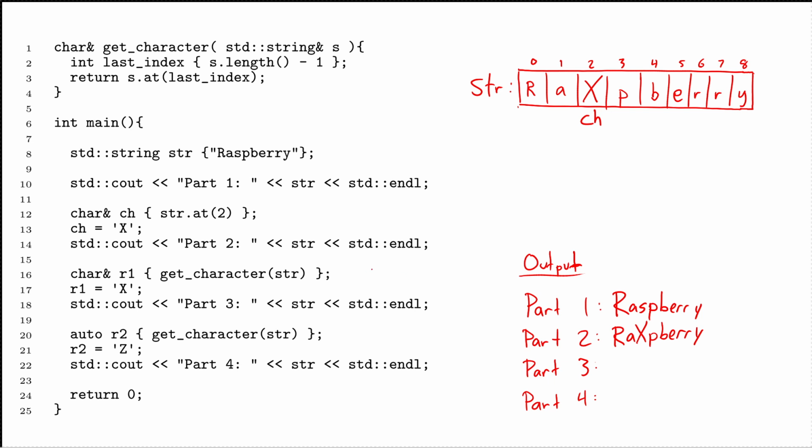Okay, so I get down to line number 16. I again create a character reference called R1. R1 is going to be the return value of this, which returns a reference to a specific character. As I mentioned earlier, we figure out the length of the string. So this string has length 9. Length minus 1 would be 8, the last index of the string. And then I return a reference to the character at that index. And to me, that sounds like that means that on line 16, R1 is a reference to this. So that means that from now until the end of the function, R1 will refer to this character of the string, so the character at index 8.